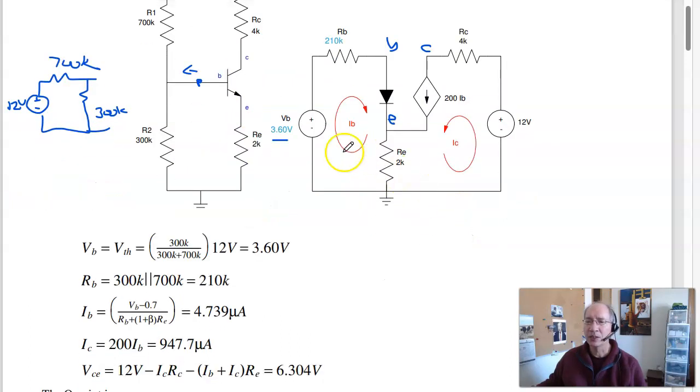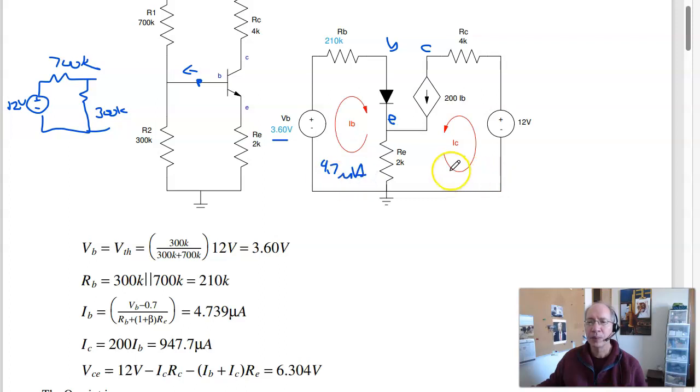Now I can solve for IB. I know that IC is 200 IB. I know that VB is equal to IB times RB plus 0.7 plus RE times IB plus 200 IB. Solving, I get IB is VB minus 0.7 over RB plus RE times 201, because IC is 200 IB. Gives you 4.7 microamps.